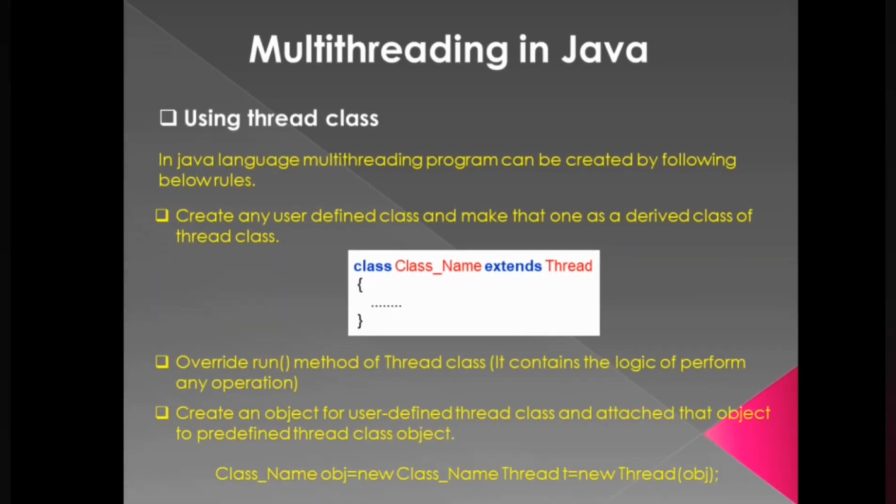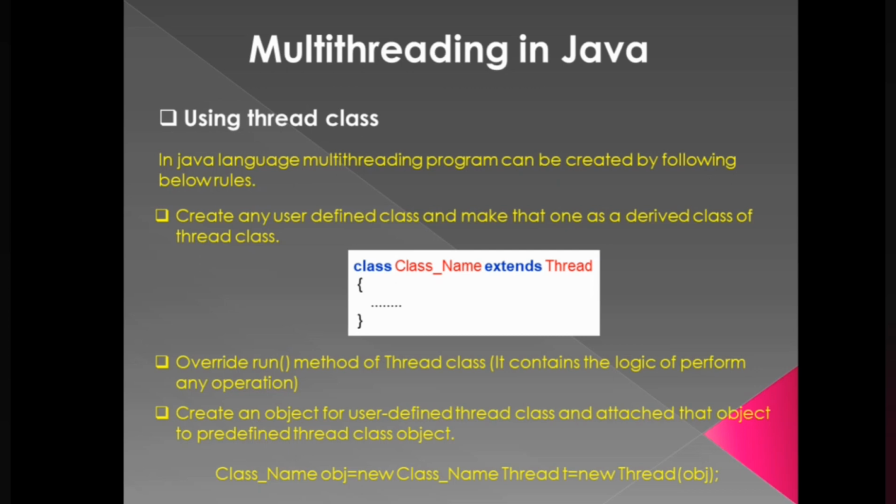First of all, let's discuss using the Thread class. In the Java language, a multi-threading program can be created by following the below rules. So let's discuss these rules. These rules are: create any user-defined class and make that one a derived class of the Thread class. You can see this small picture. It shows that. Next one we have override the run method of the Thread class. It contains the logic of performing any operation.